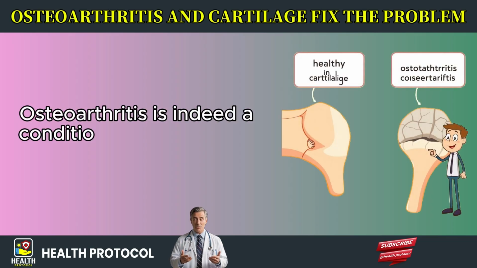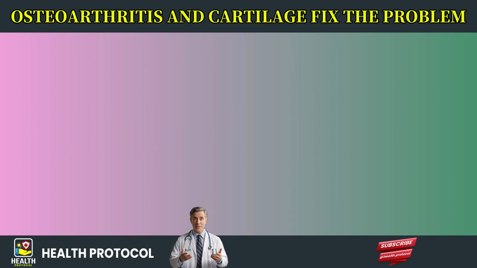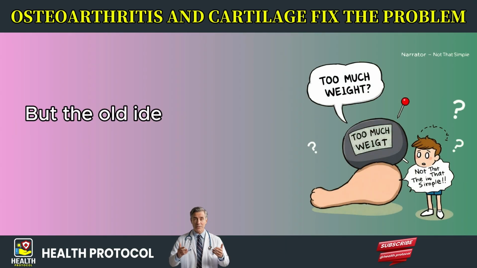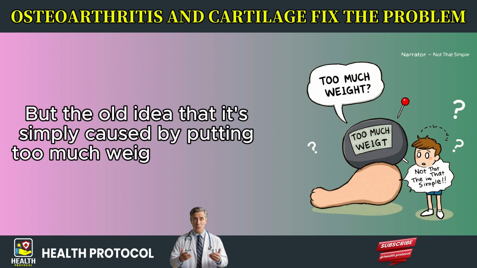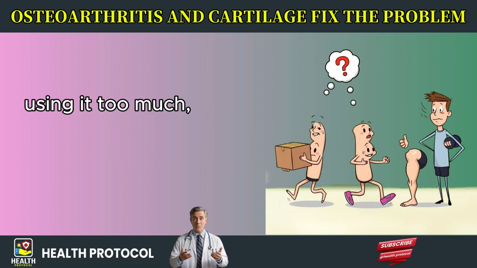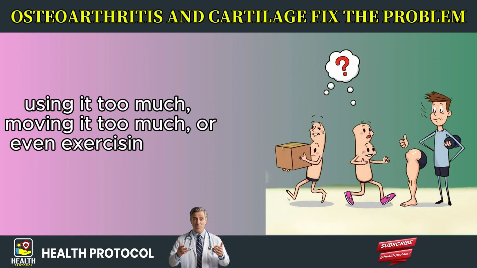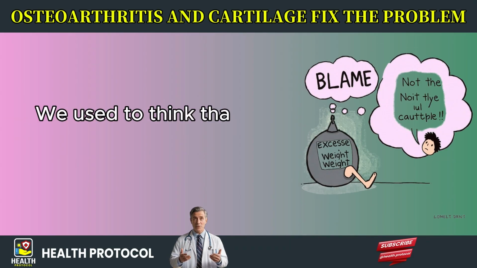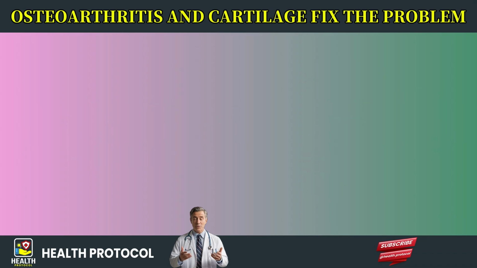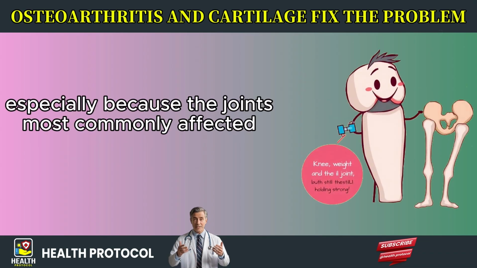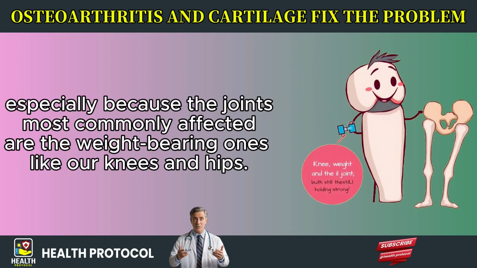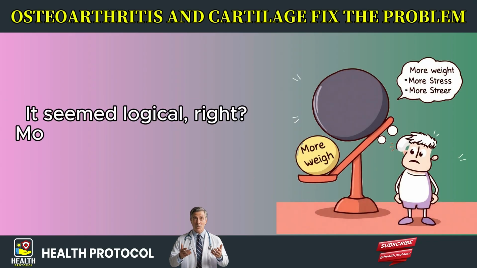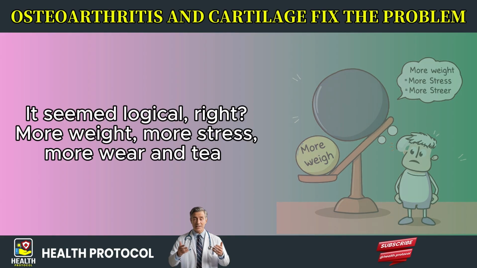Osteoarthritis is indeed a condition that affects the cartilage in our joints, that crucial protective layer between our bones. But the old idea that it's simply caused by putting too much weight on a joint, using it too much, moving it too much, or even exercising it too much, well, that's not the full picture. We used to think that excessive weight was a primary culprit, especially because the joints most commonly affected are the weight-bearing ones, like our knees and hips. It seemed logical, right? More weight, more stress, more wear and tear.